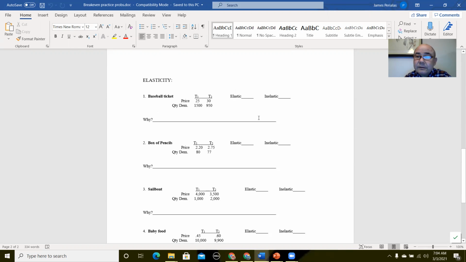For what reason? Well, we could put luxury here. It's not a necessity to go to a baseball game, so luxury. You could put expensive. Prices of baseball tickets, a professional baseball game, can get upwards of hundreds of dollars. So you could put either one of those answers, might be the best answer there on why baseball tickets would be elastic. Luxury or expensive.